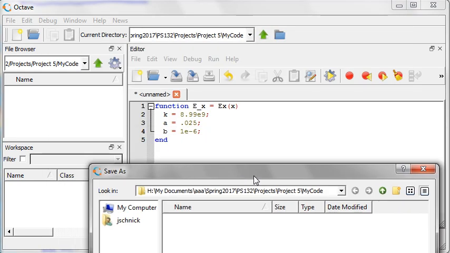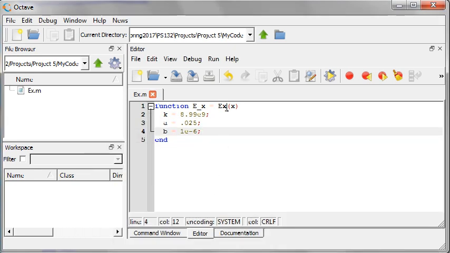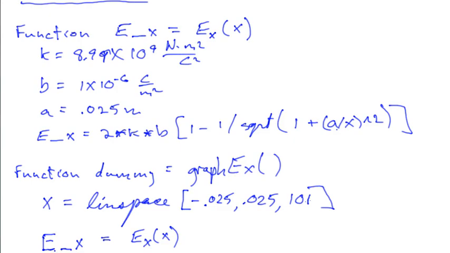And I gotta save it as ex. It puts the .m on there for me. I saved it as ex, and you can see ex.m has appeared. And I want to check those numbers. 0.025, 1e minus 6. Okay, and then e underscore x is 2 kb times 1 over 1 minus the square root of stuff.